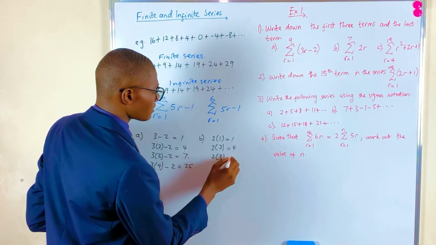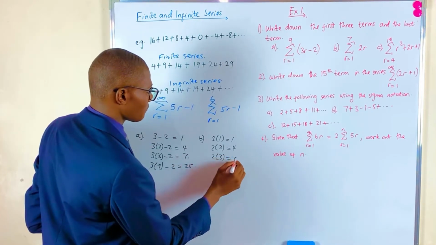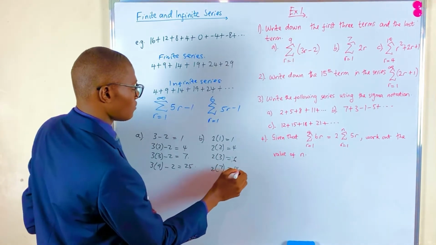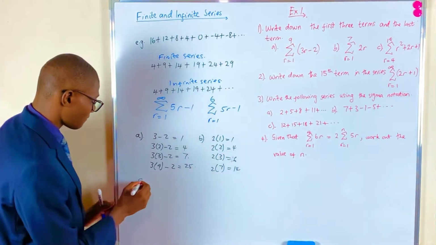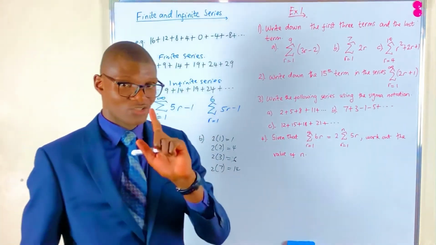The third term, when r is equal to 3, is 6. And then the last term is given when r is equal to 7, which is 14. Then part C: the first term shall be given when r is equal to 4.